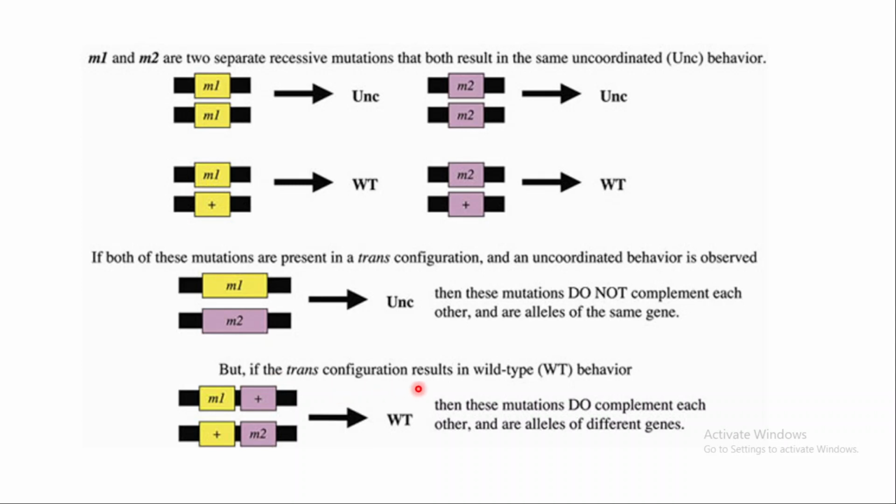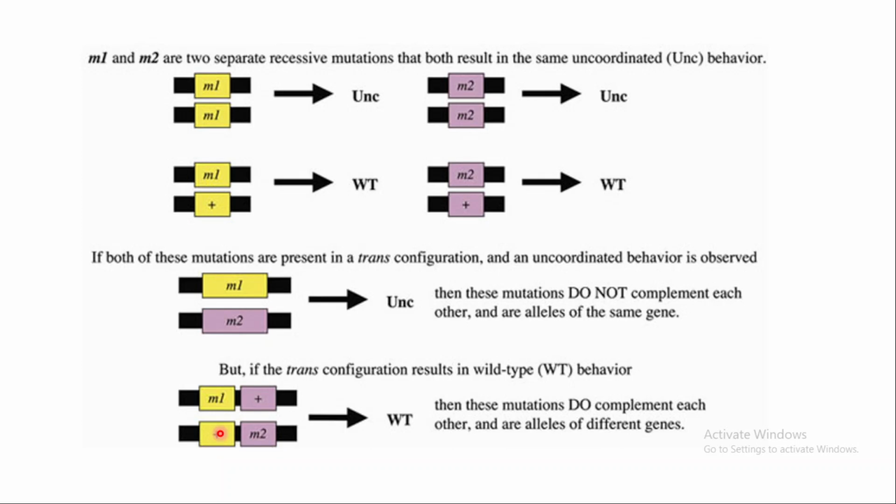But what happens if the trans configuration results in a wild type behavior? Let's say we have something like this, M1 with wild type, M2 is on a different gene. If M1 and M2 are mutations on the same gene, then we'll still have the uncoordinated behavior. If M1 and M2 are mutations on different genes, then both will be complemented by the good copy present in the other chromosome, right? Then these mutations do complement each other and are alleles of different genes. So we will group such genes or such mutations in different complementation groups.